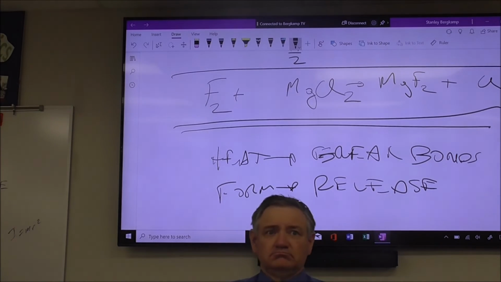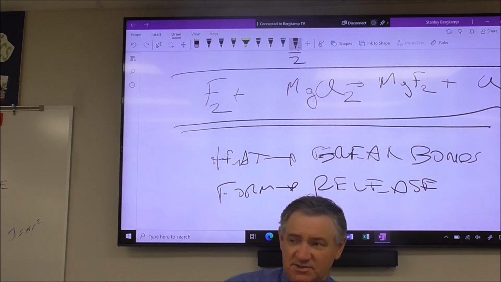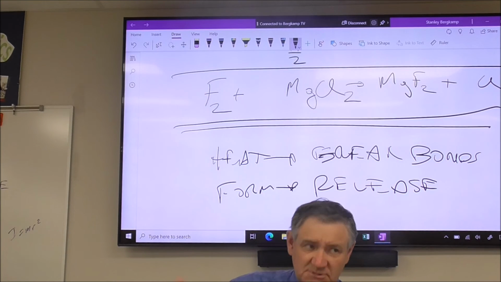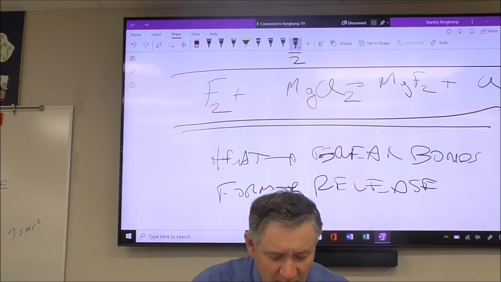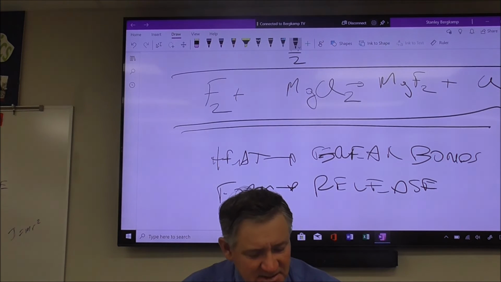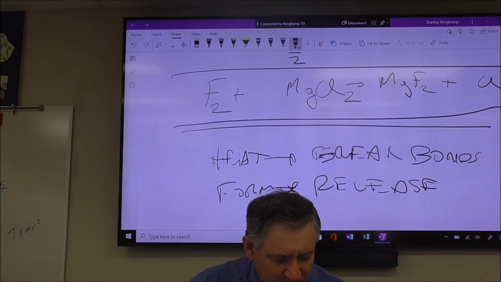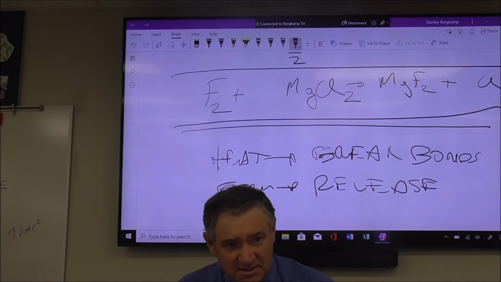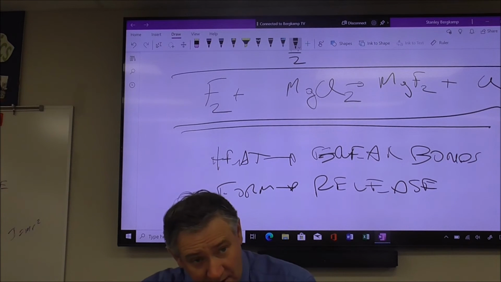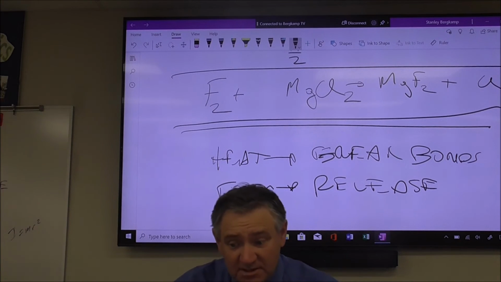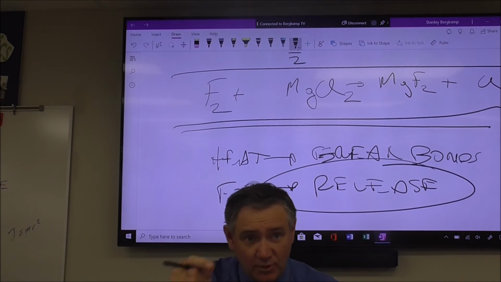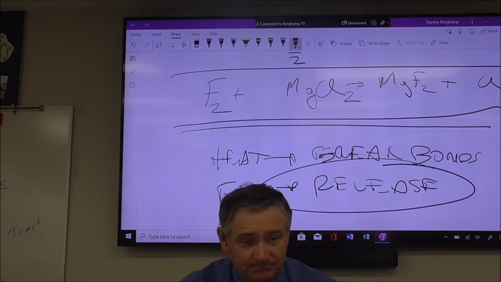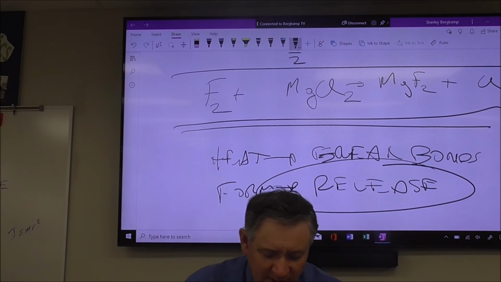So when you form new bonds, you release energy. You put energy in, you break them, you form new bonds, you release energy. That's it. So when you look at that question, it says heat is a product. Is more energy put in to break the bonds, or is more energy released in the formation of the bonds? Because heat is an overall product, that means you're going to release more energy in forming the new bonds than you do in breaking the bonds. Okay?